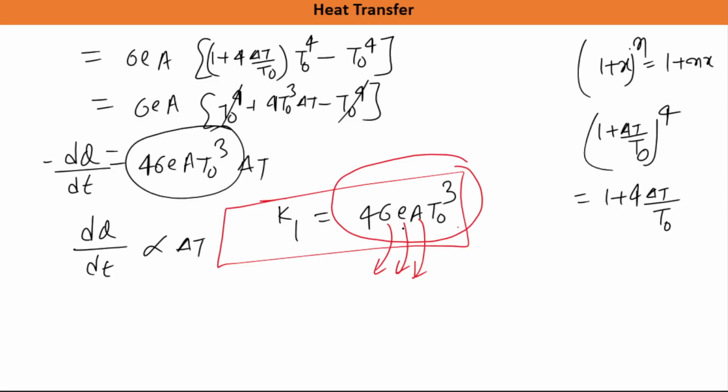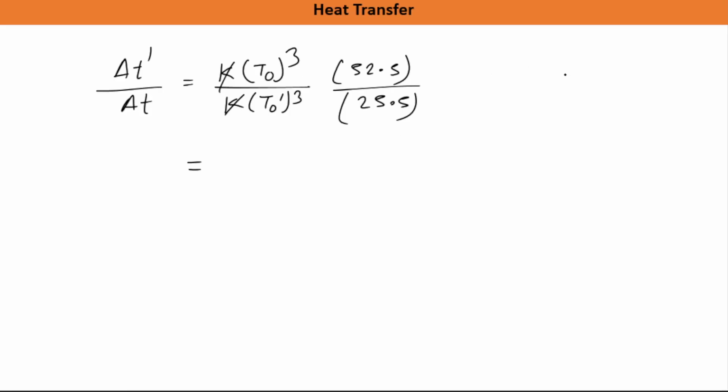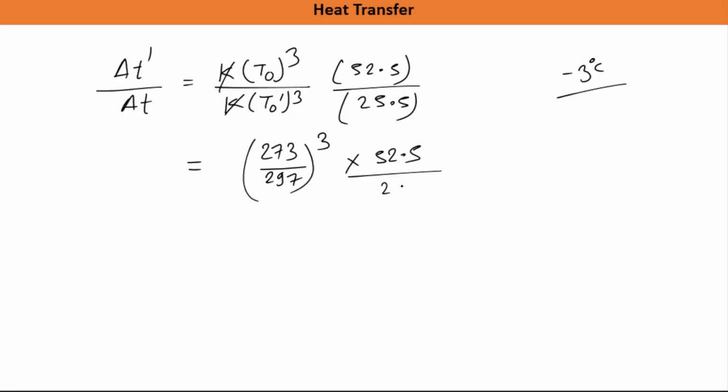That is why we did the derivation. This was in Kelvin because we derived the equation with the help of Stefan's law. So temperature always in Kelvin. T naught was how much? -3 degree. So this will become how much? 270, right? And this is 24. So 273 plus 24, 297 you will be getting. So 297, and this is cube, and this into 52.5 by 25.5. So this is your how much? This is delta T dash by delta T.